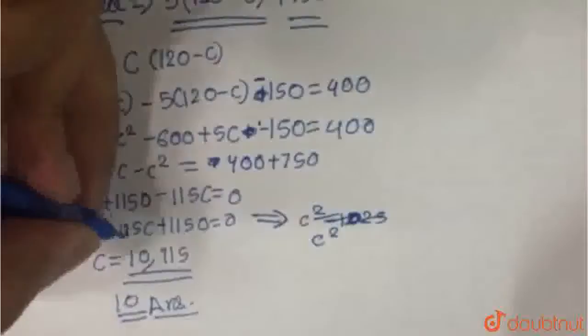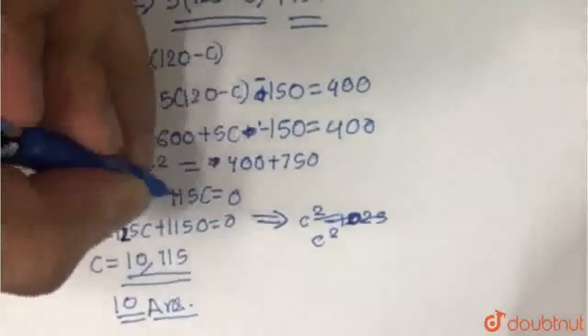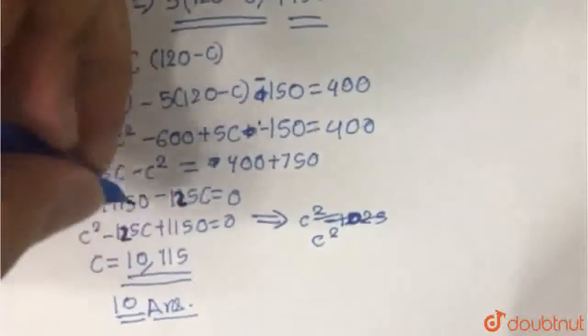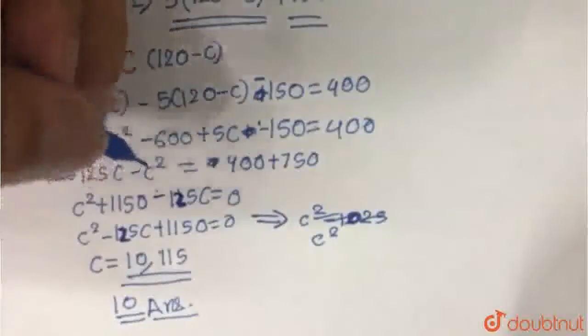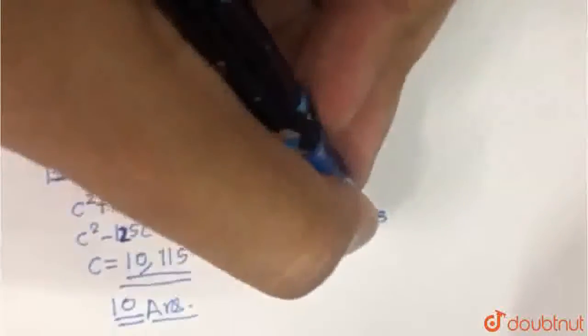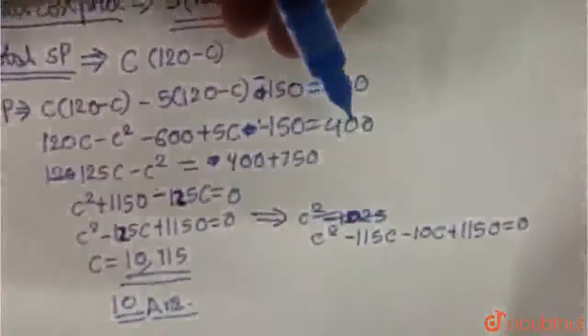C square minus, this is 125 actually, not 115. I wrote it wrong, sorry. This is 125. Yeah. So c square minus 115c minus 10c plus 150 is equal to 0.